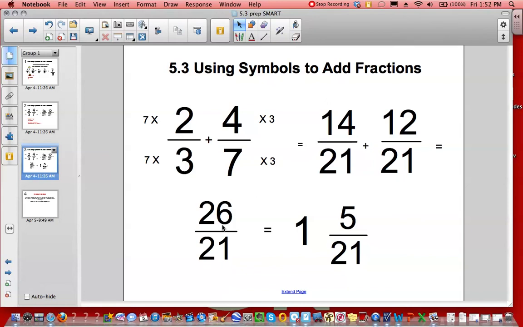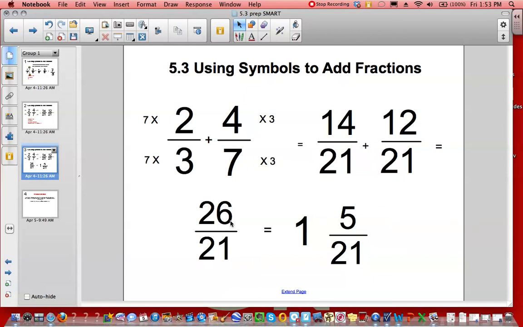Now that's called an improper fraction. Anytime the top number, or the numerator, is bigger than the bottom number, or the denominator, it's an improper fraction. You can leave it as an improper fraction. In this case, it can't be made any smaller than it is right now. No number goes into both 26 and 21 other than 1. So we're going to make it into a mixed number. And a mixed number is just that. It's a whole number, and a fraction that goes with it. So you've got a whole number and a fraction, mixed together.